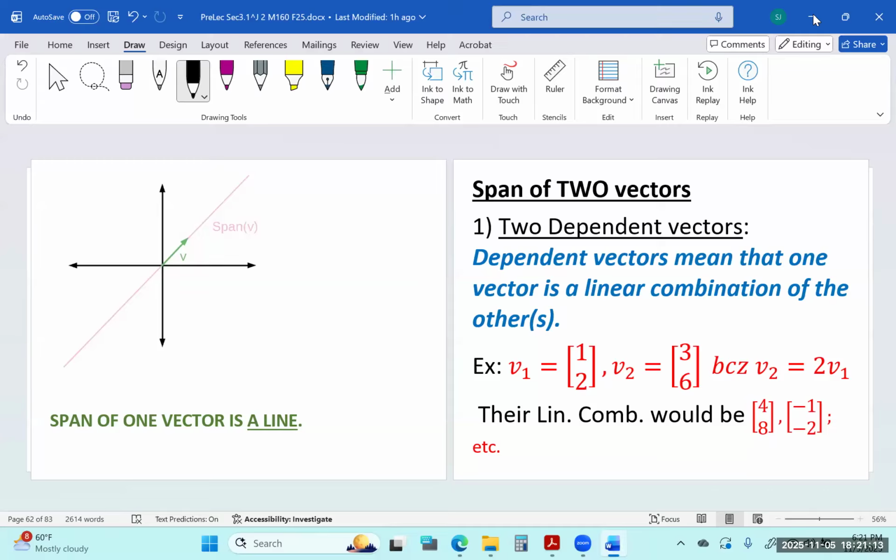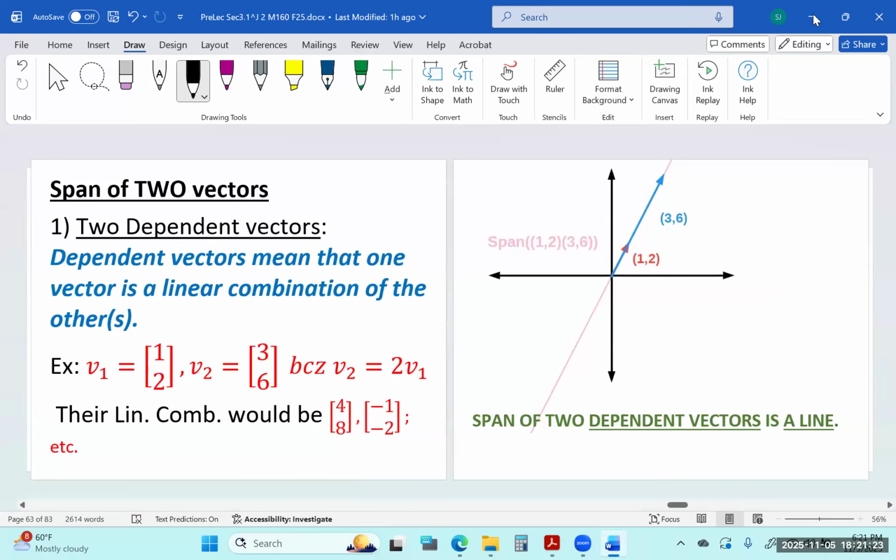So if you try to do a linear combination of these two, all the choices you have will land on the same line. You cannot find a point that is lying outside of your line. For example, here, 4, 8. So if you go x 4, y 8, it will be somewhere on the line. If you get -1, -2, it will be somewhere on the line. And how do you get 4, 8, -1, -2? It's a linear combination of V1 and V2.